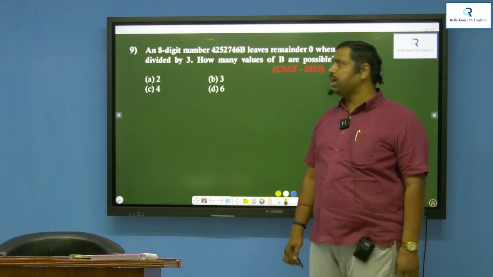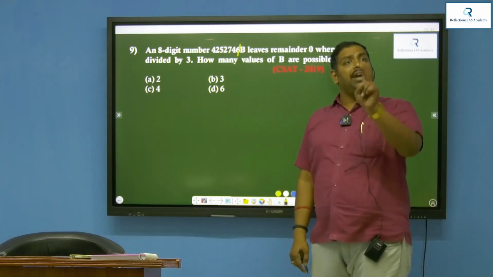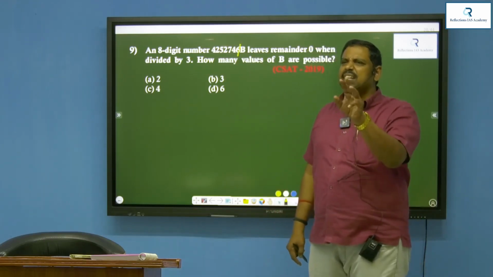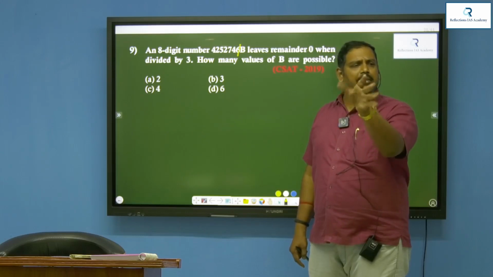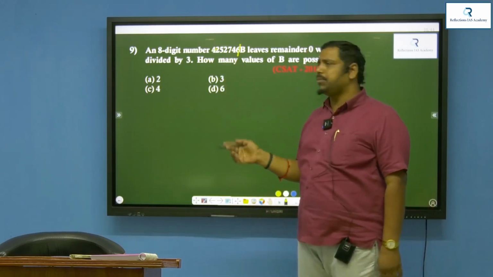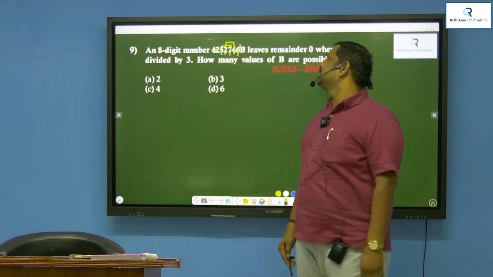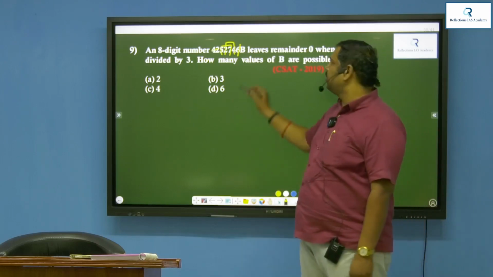Where you get a sum of digits, 2 digits, 3 digits, as you wish, 3 or 3 multiples, leave it. 4 plus 2 is 6, 3 multiple, leave it. 5 plus 7 is 12, 3 multiple, leave it. 4 plus 2 is 6, 3 multiple, leave it. What is the only one that is left out?